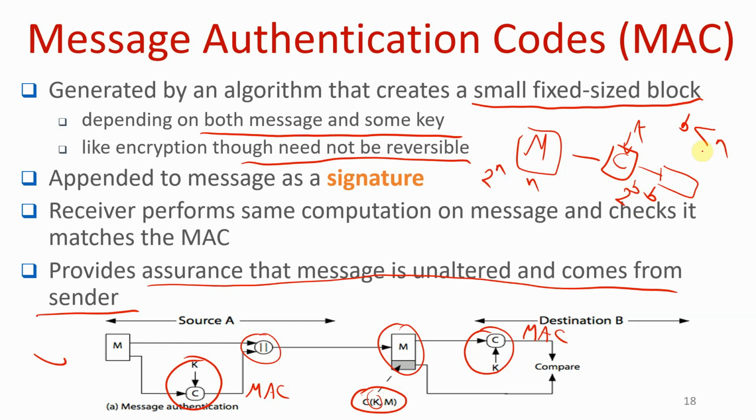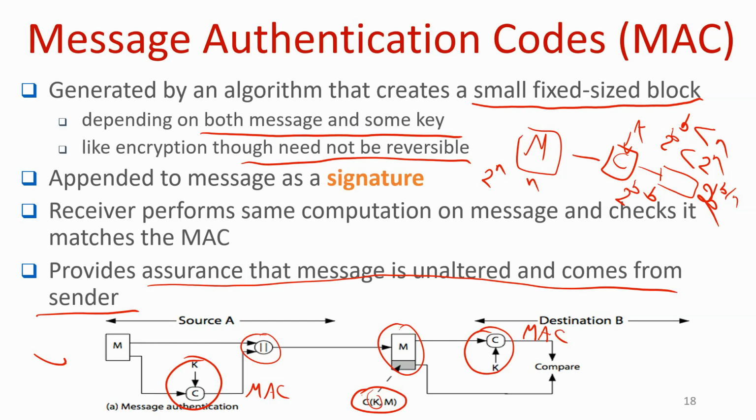If 2 power n is greater than 2 power b, what does this mean? It means that the mapping is not one-to-one. It means that there is more than one combination of a message that will lead to the same MAC. In fact, there are 2 power (n minus b) possible combinations that will result in the same MAC. If you have two or more messages resulting in the same MAC, this is called a collision. A collision is when you have more than one message resulting in the same MAC.